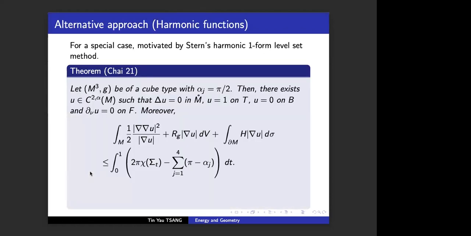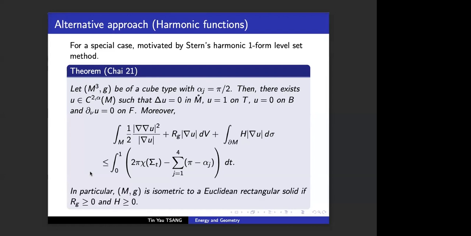And then for a very special scenario, for example, the three-dimensional cube case, as motivated by Stern's one-form level sets method, Chai has found this formula. So let M, g this time be a cube with the dihedral angles exactly parallel everywhere. In this scenario, we can solve for a harmonic function which satisfies the following: u equal to 1 on top, Dirichlet, 0 on the bottom, and then the Neumann boundary condition on the sides. For this, we can tell by the integral formula, we have this. In particular, the second line of this is 0, because we assume the angle is exactly pi over 2. So in particular, if the mean curvature is non-negative, then we know that the Hessian of u would be 0.